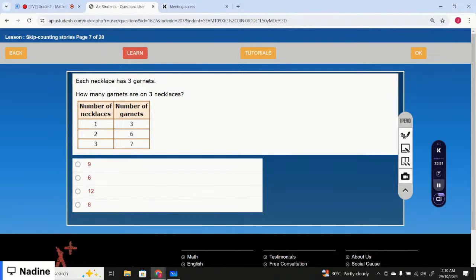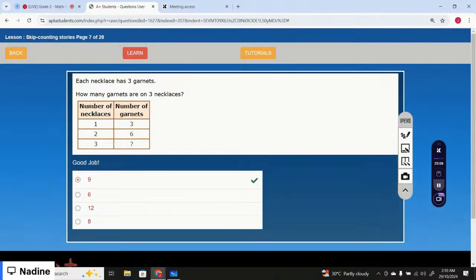The correct option is 9 garnets. Three necklaces has 9 garnets. The correct option is 9.